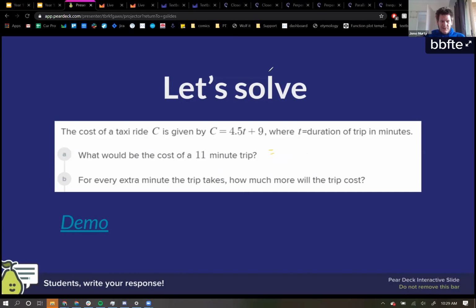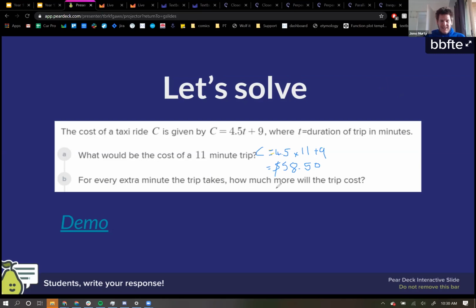So I want to solve, let's get a different color. C equals 4.5 times 11 plus 9. What's that? 4 times 11 is 44. Half of 11 is 5.5. So 49 and a half plus the 9 gives me 58.5, which is what most of you got. That's a pretty expensive cab ride. I might need to adjust the numbers for this question, make it slightly more realistic.